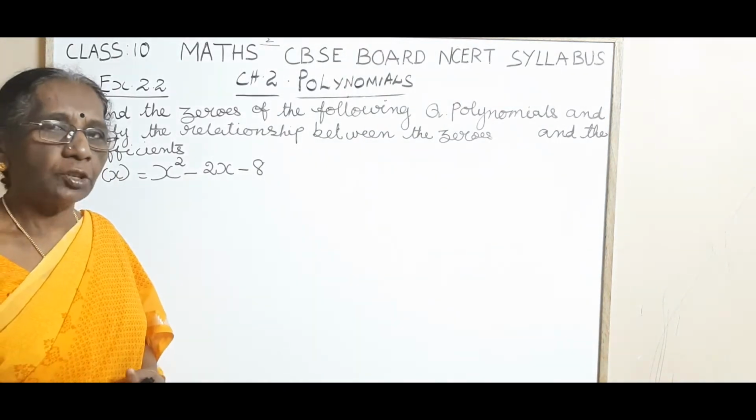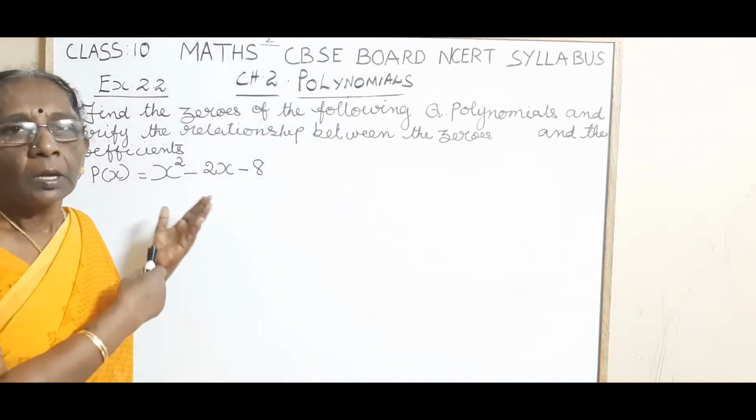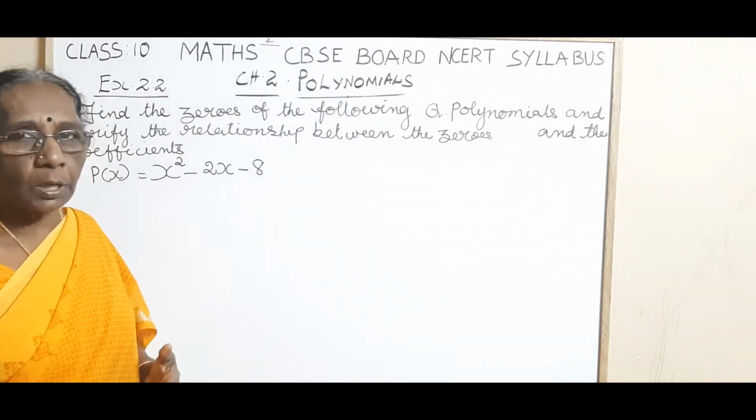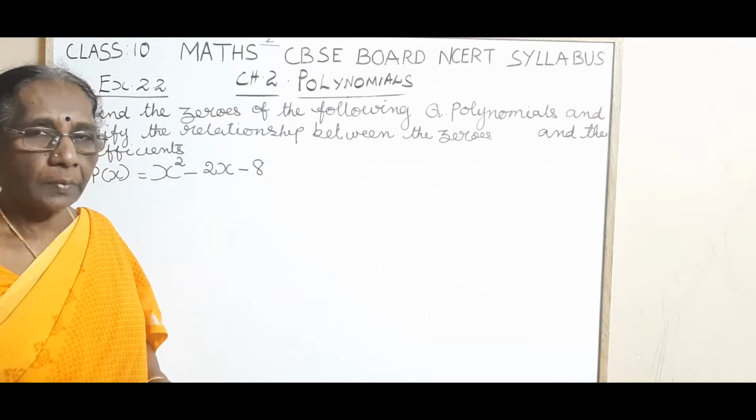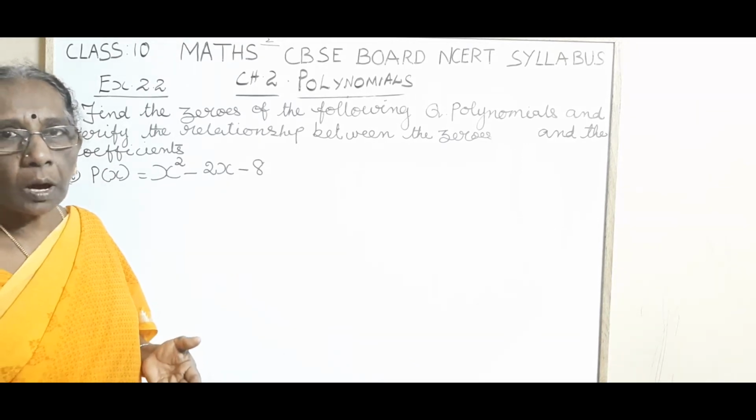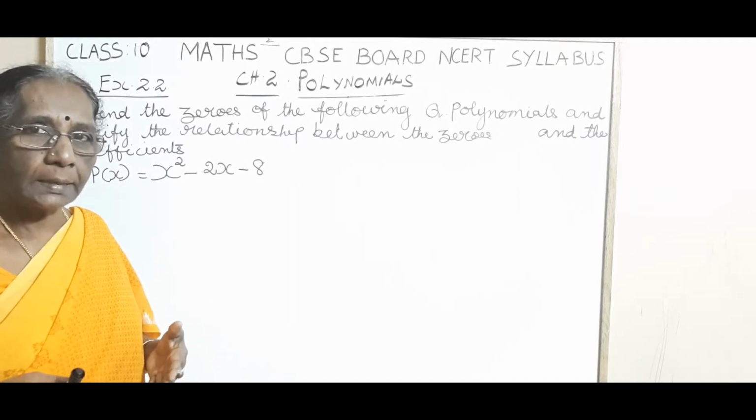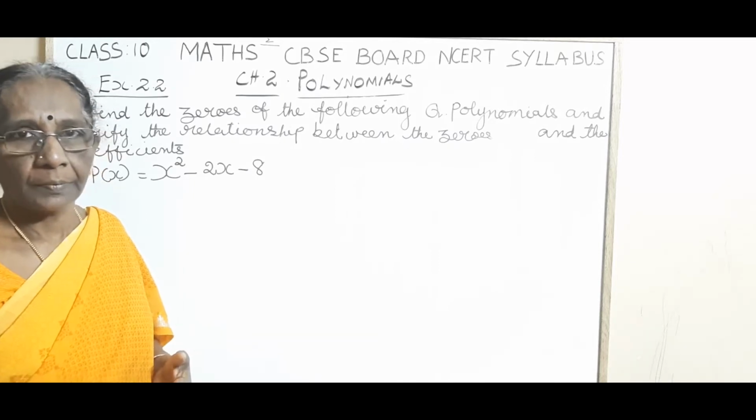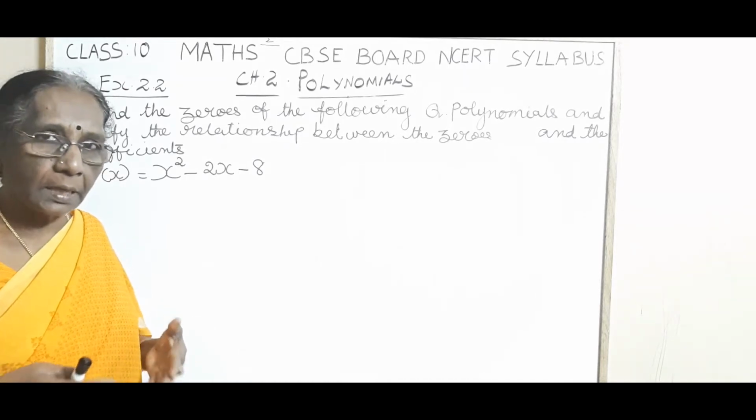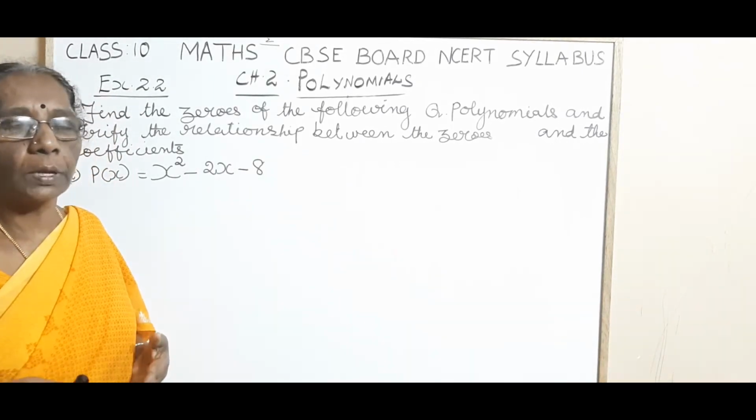So let us recall that relationship and we'll start doing the sums. What is the relationship for a quadratic polynomial? If alpha and beta are the zeros of the given quadratic polynomial, then alpha plus beta, the sum of the zeros, should be equal to minus coefficient of x by coefficient of x squared, that is minus b by a. b is the coefficient of x and a is the coefficient of x squared. And the product of the zeros is equal to c by a, that is the constant term of the polynomial by the coefficient of x squared.